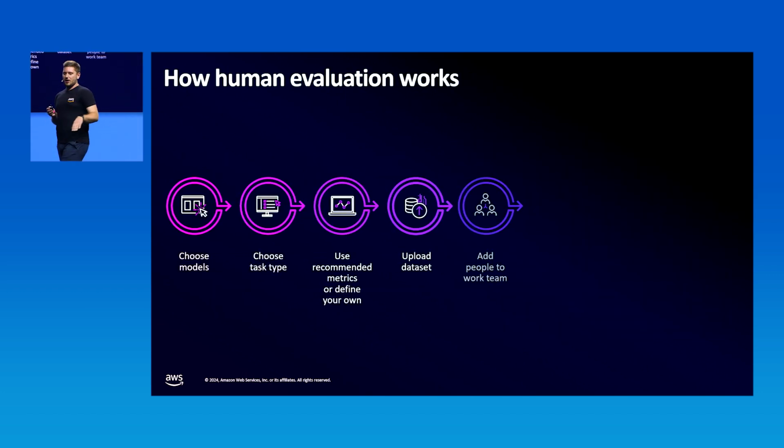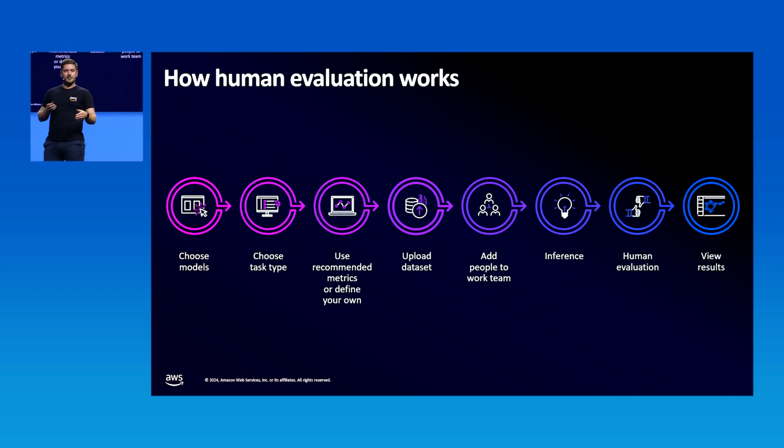And how does the human evaluation in Amazon Bedrock work? So you would basically choose your models from the beginning that you want to evaluate. You choose your task type, for example, text generation or summarization. Then you can use recommended metrics or define your own. You upload your data set, and then you add people to a work team. That can be people from your organization or also AWS resources that you can get.